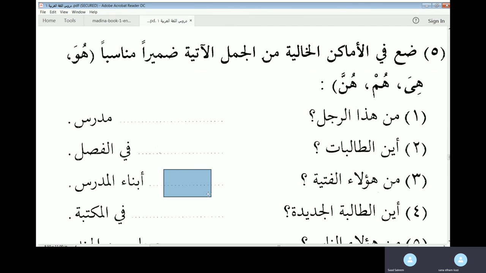Man haulai al-fityatu? Who are these young men? Hum abnaul mudarrisi. What did you say for fitya? What is the meaning? Who are these young girls? No, who are these young boys, or young men? What is young man and what is young girl? Al-fityatu, young men. Al-fatayatu, young women. Both have ta marbuta? No, only young men have ta marbuta, but in case of young women, we have simple ta.